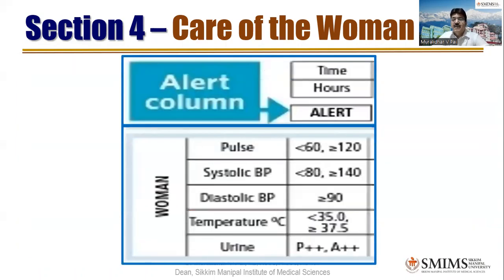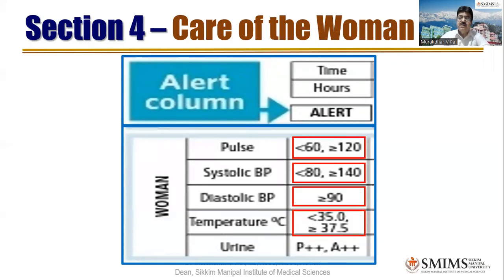Now, how do you see that? In a woman, pulse less than 60 or more than 120 is an alert. Systolic BP less than 80 and more than 140 is an alert. Diastolic, anything more than 90. Temperature less than 35 or more than 37.5 is an alert. And as far as urine is concerned, P2 plus, A2 plus, protein and acetone. So all parameters of the mother are here: pulse, BP, both systolic and diastolic, and temperature. And you see what the alerts are here.